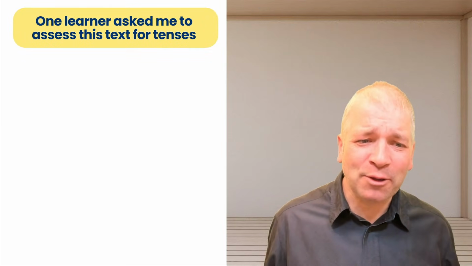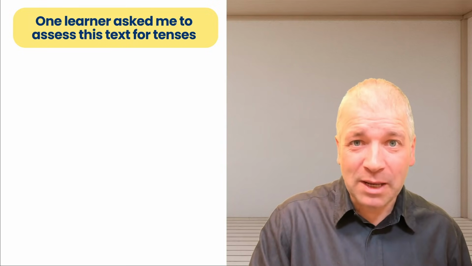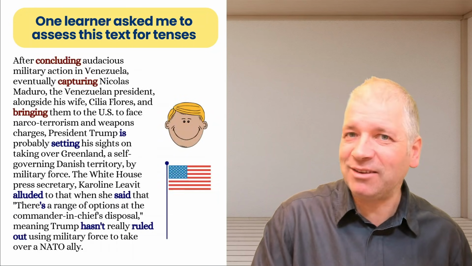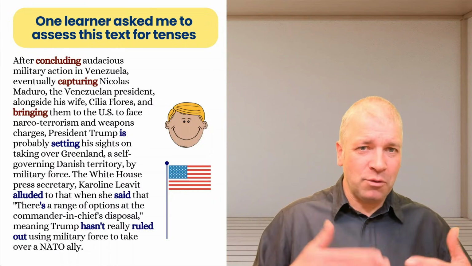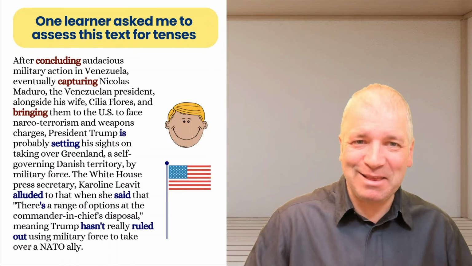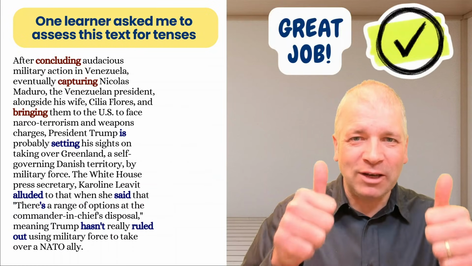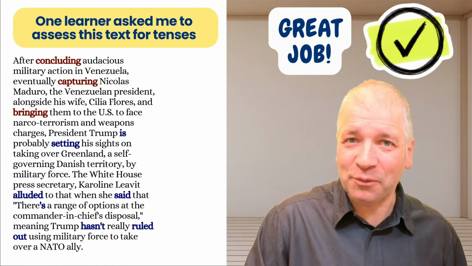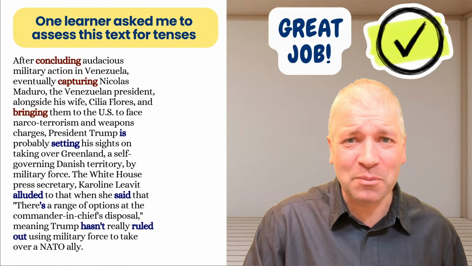Now, one learner asked me to assess this text for tenses, and they assured me that they wrote it themselves, so I'm going to assess it right now. I'll read it as I go through the different tenses. But before I do, one thing to say, if you did write this yourself, great job. You did really well here. This is an excellent example of a number of tenses and also how we use verbs for participle forms.